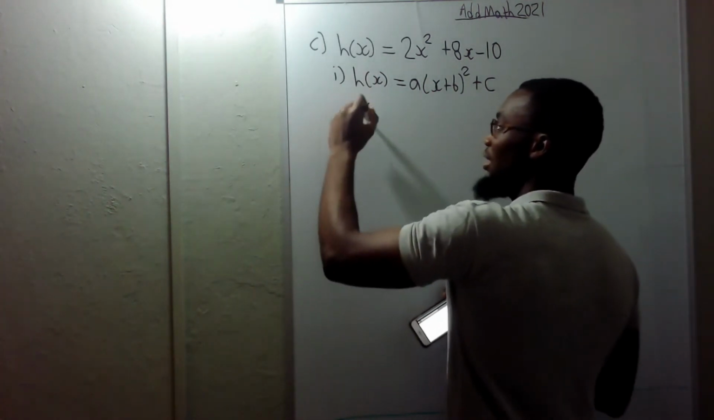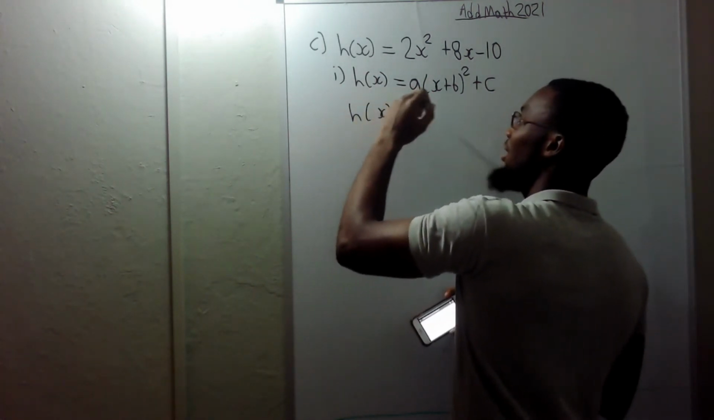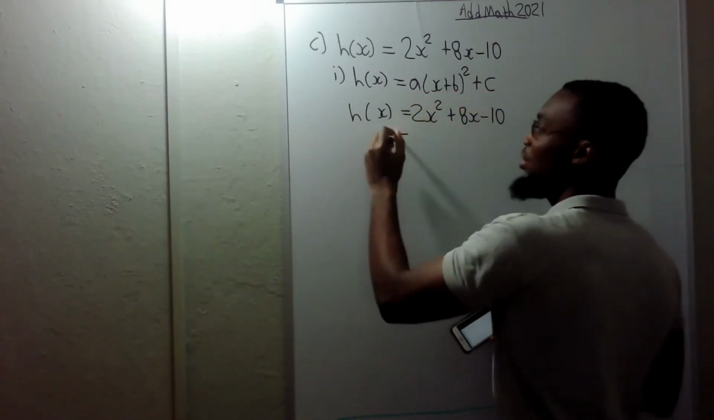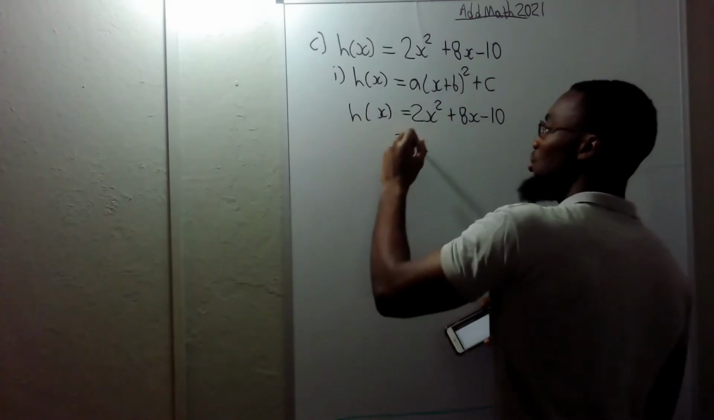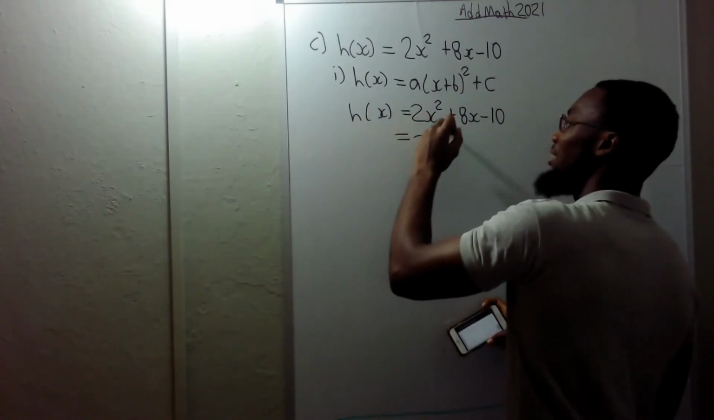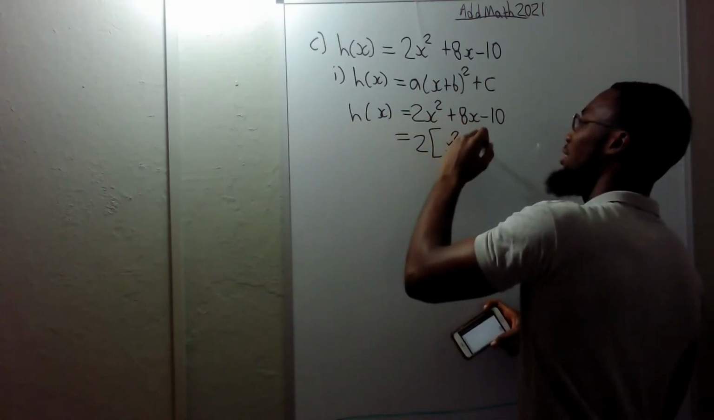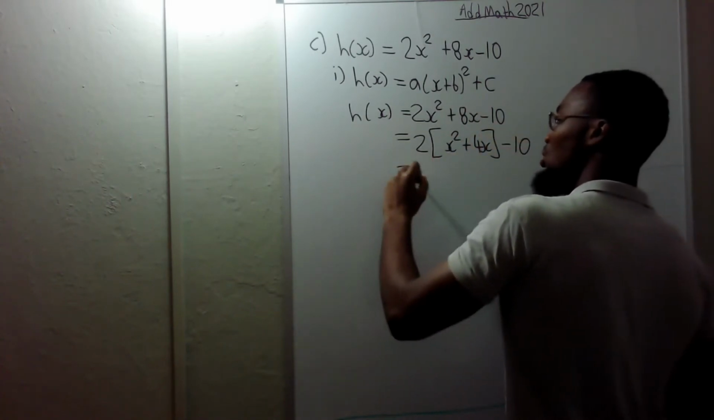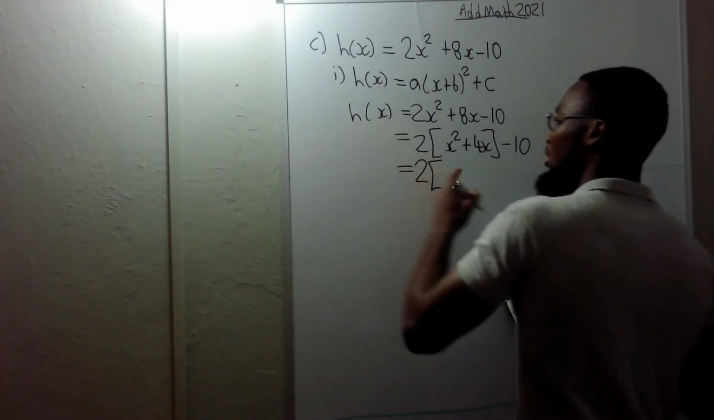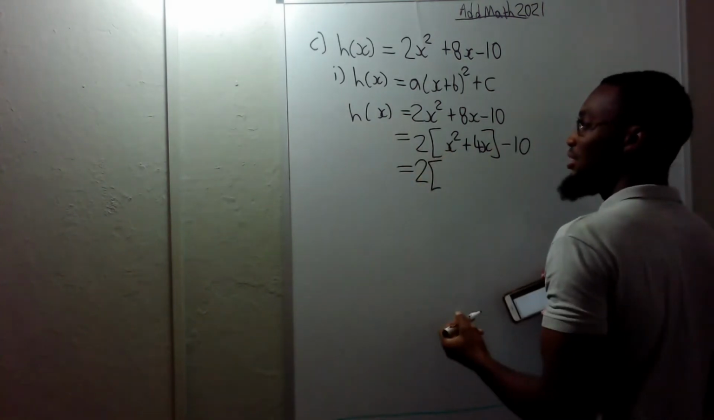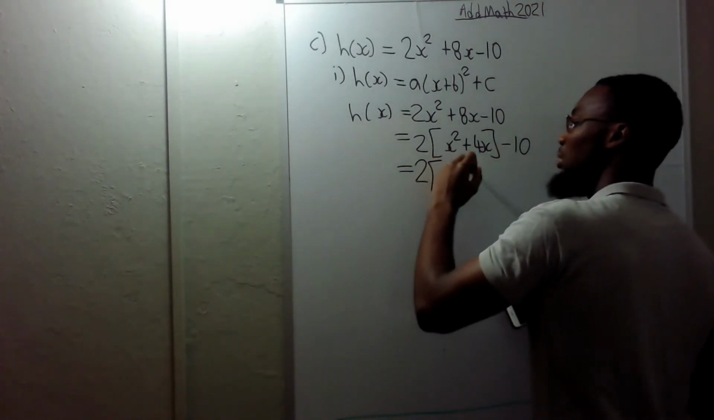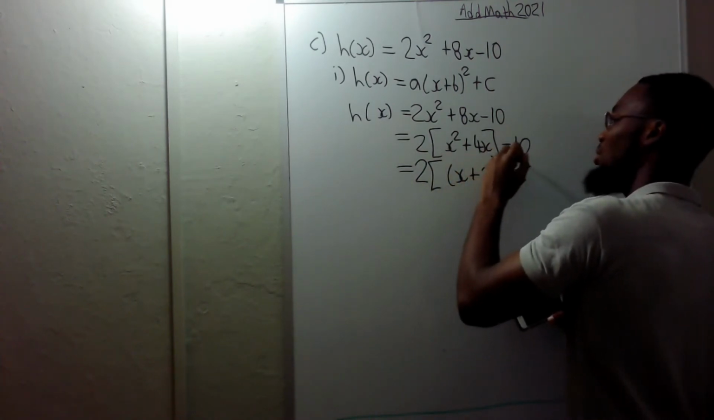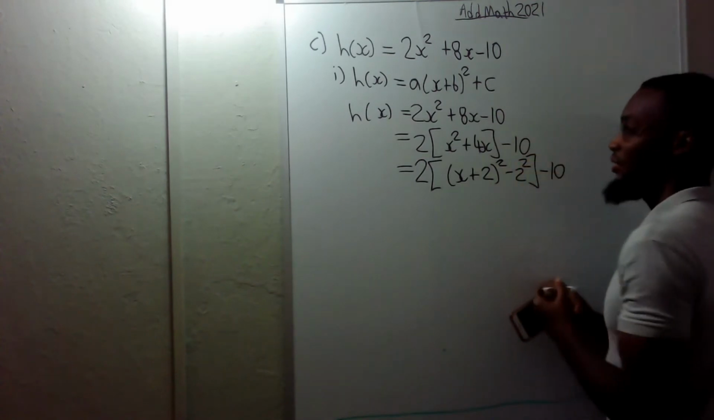So the first way is by factorization. What we can do is factor out 2 from the first 2 terms. I'm left with x squared plus 4x minus 10. Then continuing, this becomes 2 in bracket. Now we're going to complete the square for the x terms. This will become x plus half of this, which is 2, squared, and you subtract back 2 squared, minus 10.